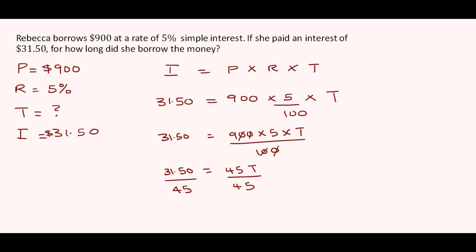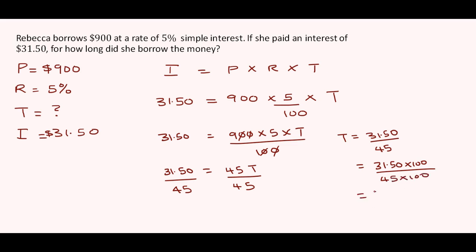Okay, so now we want to divide 31.50 by 45. So now let's go over to the side. So T is equal to 31.50 over 45. Now what I'm going to do here is, because you have a decimal on the numerator and there's no decimal in the denominator, there are two decimal places on the numerator, so I'm going to multiply both by 100. So we have 31.50 times 100 divided by 45 times 100.